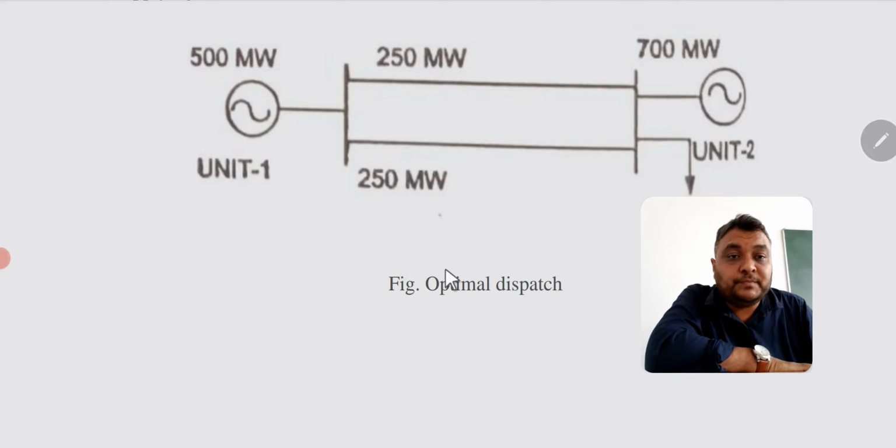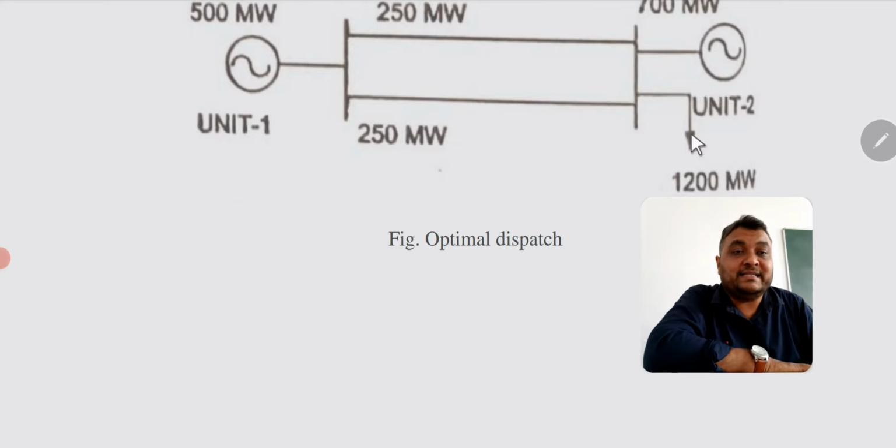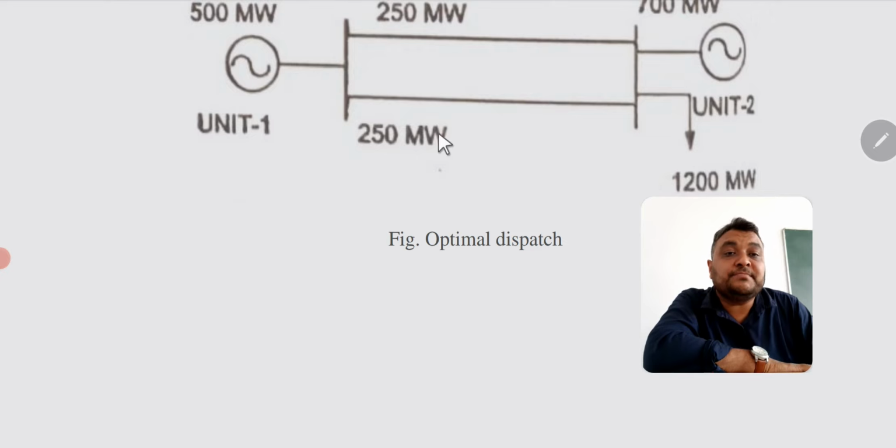Okay, so in optimal dispatch, what we can see over here is 1200 megawatt, this is the symbol of load. So a total of 1200 megawatt load is there. So we can say that it is the optimal dispatch. That means our transmission line is operated at its full capacity. So 250 megawatt and this 250 megawatt, this is 500 megawatt, and generation is 500 megawatt and the transmission line carries 500 megawatt, and a total of 1200 megawatt reaches that particular load.